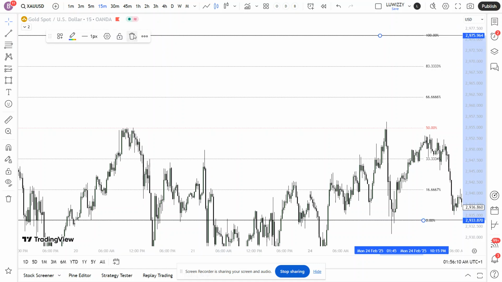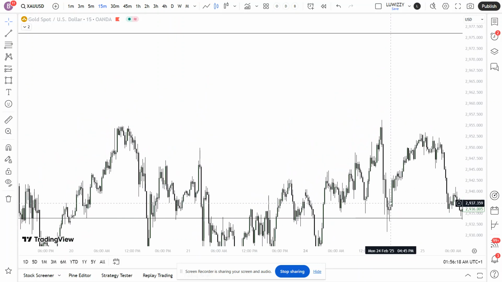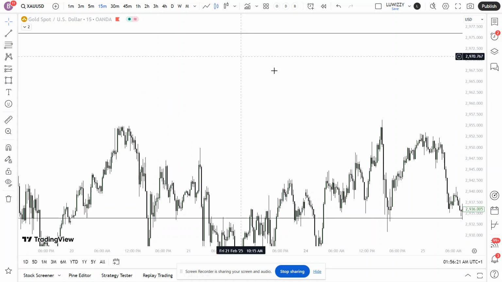I connected. This is the major cycle level. This is 4 hour cycle level. And this 4 hour premium cycle level. And this 4 hour discount cycle level. So we are considering this cycle level. And gold was inside this cycle level now.